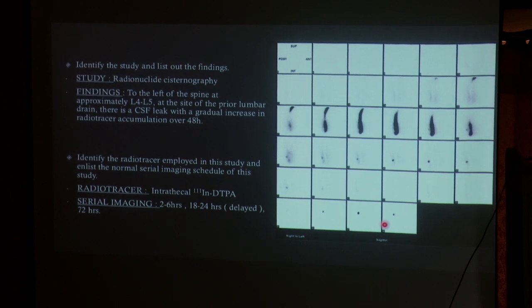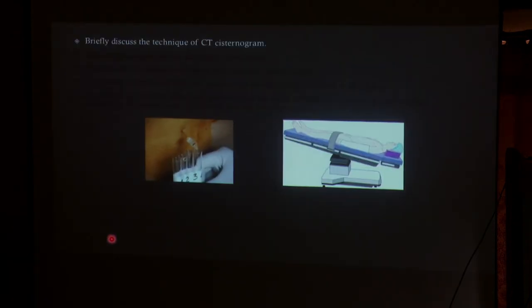The radiotracer that is commonly used is intrathecal indium-111 DTPA. This is because of the half-life of this agent, and serial imaging is usually done at 2 to 6 hours, 12 to 24 hours, and up to 72 hours. Radionuclide cisternography is mainly used in cases where we have an intermittent CSF leak. When there is an active CSF leak, it's better to go for a CT cisternogram or MR cisternography.